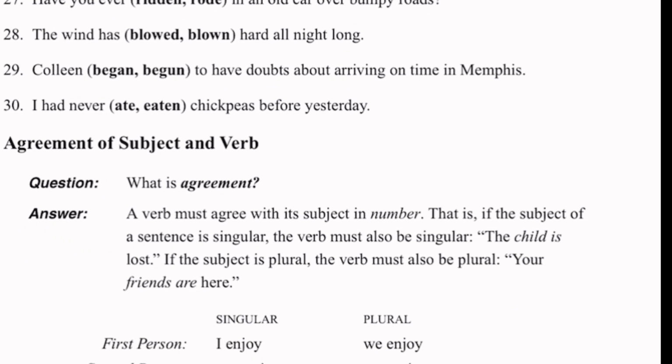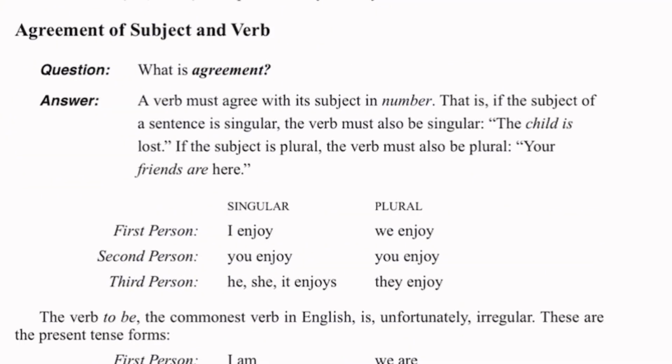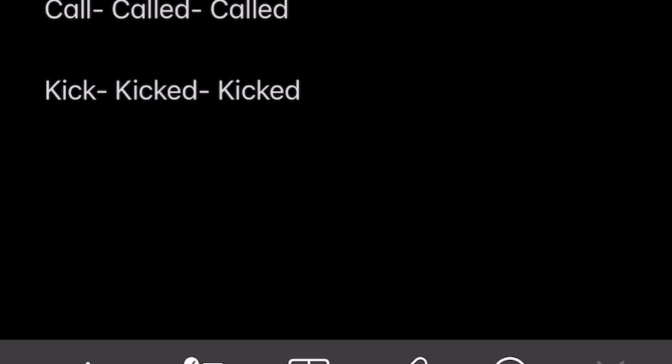All right. Another thing we are going to explore is agreement of subject and verb. What is agreement? Agreement says a verb must agree with its subject in number. That is, if a subject in a sentence is singular, the verb must also be singular. For instance, the child is lost. But if the subject is plural, the verb must be plural. The children are lost.